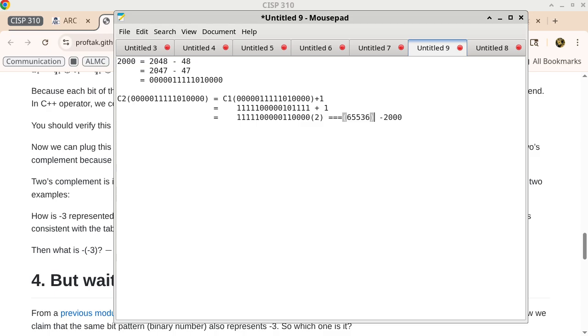Okay. So now the question is, well, this is what the text is telling us. He's telling us that 0000 1111 0100 0000 is representing 2000, okay? I don't trust him. He's known to make mistakes and he's known to trick people, according to ratemyprofessors.com.